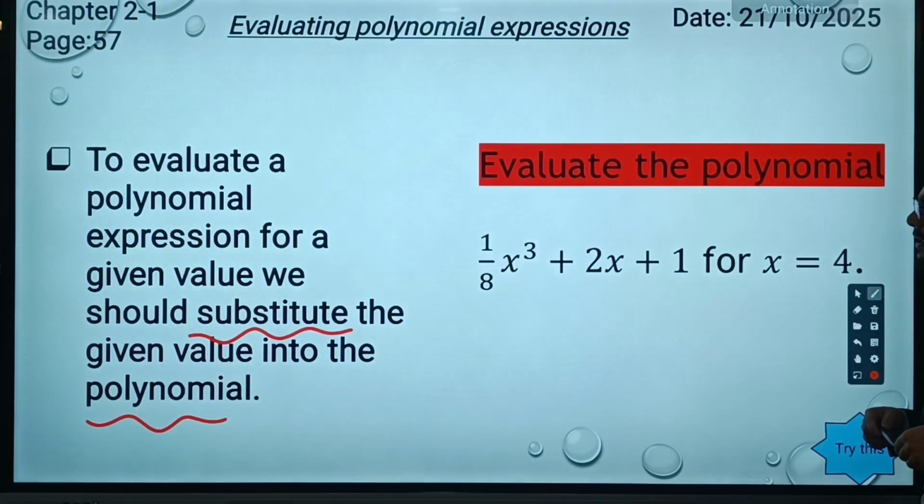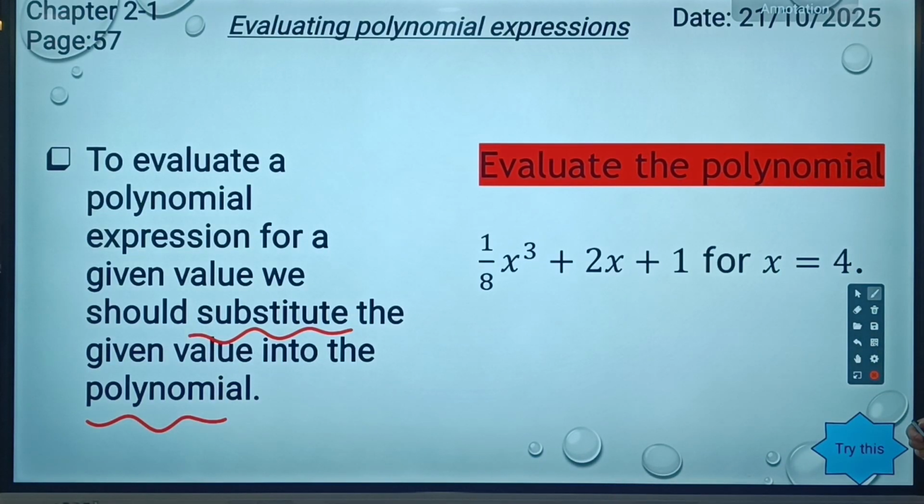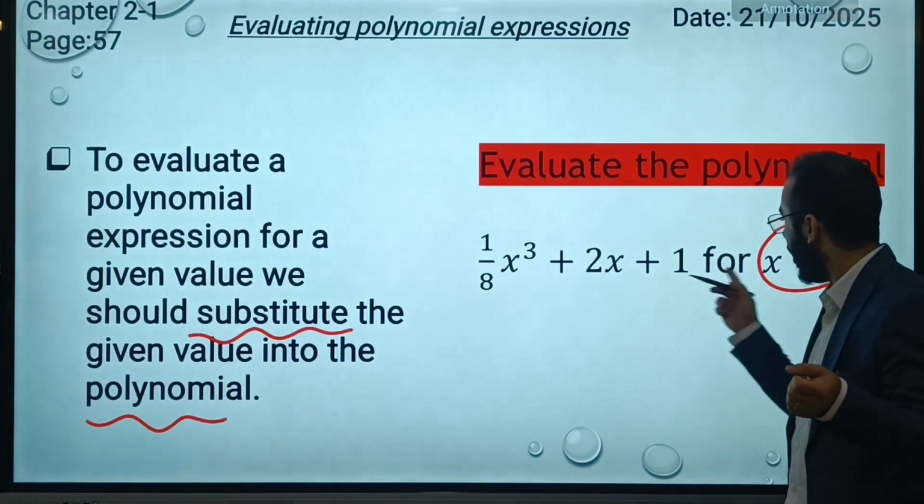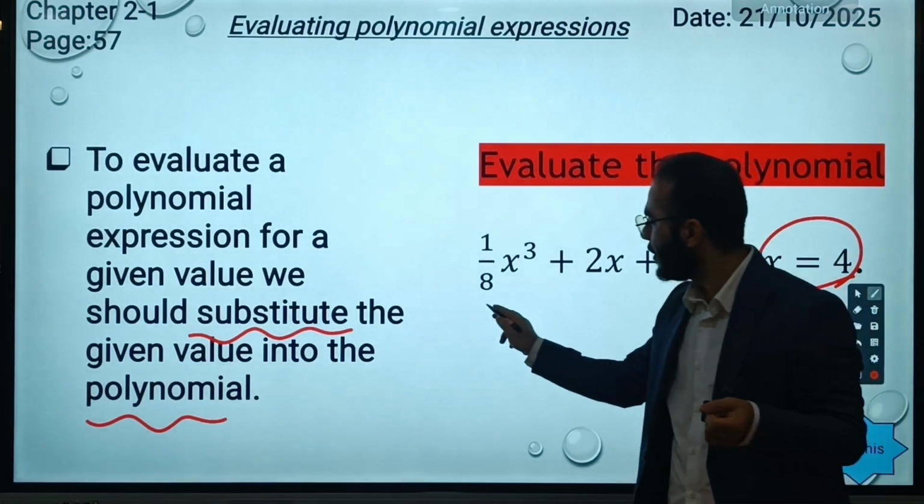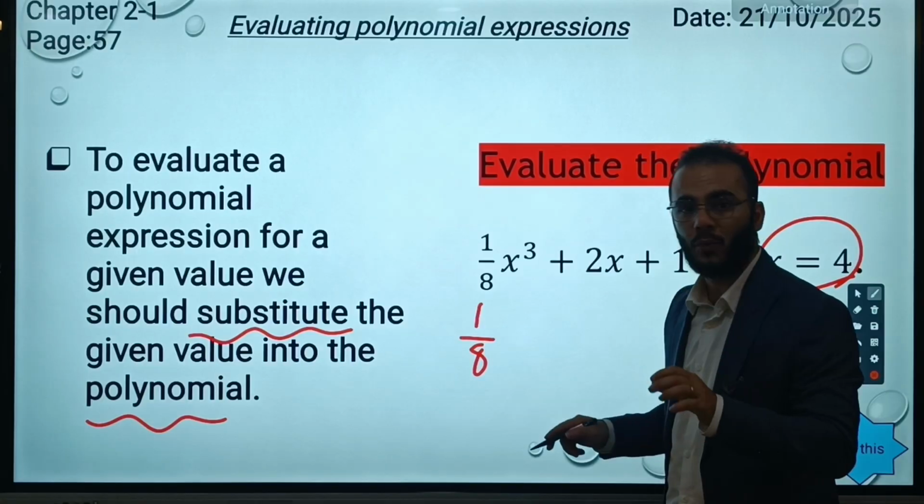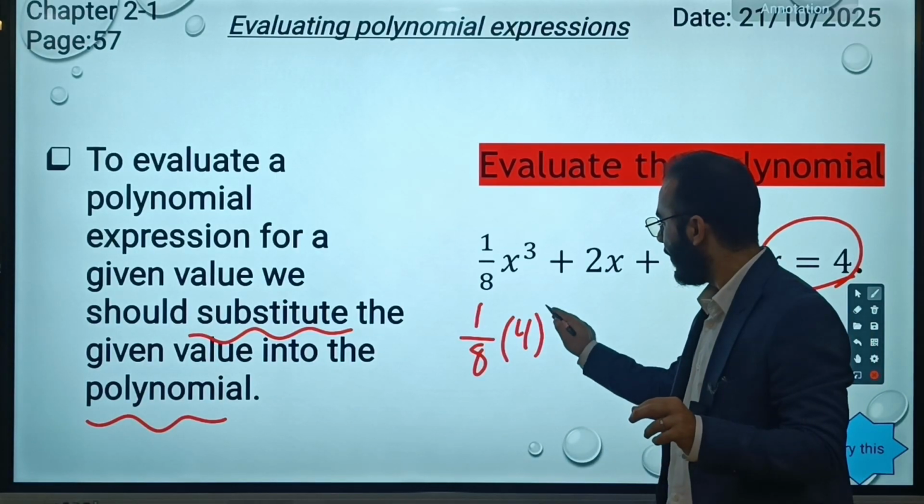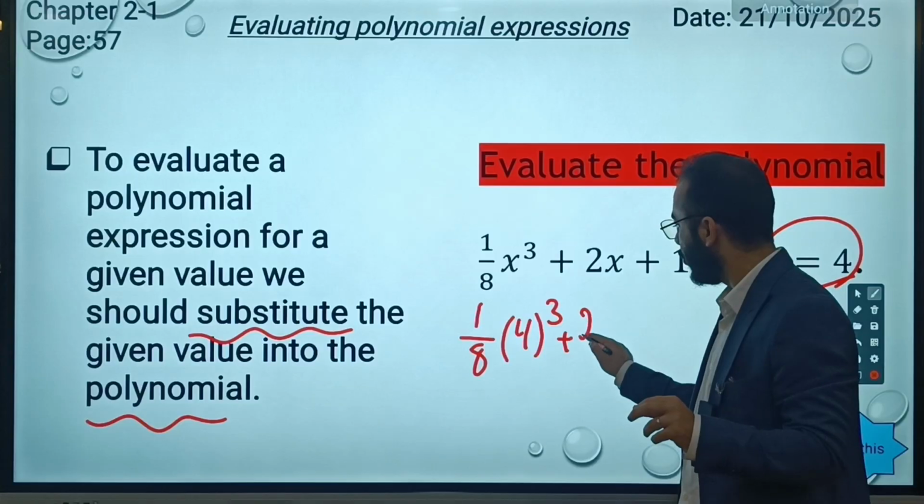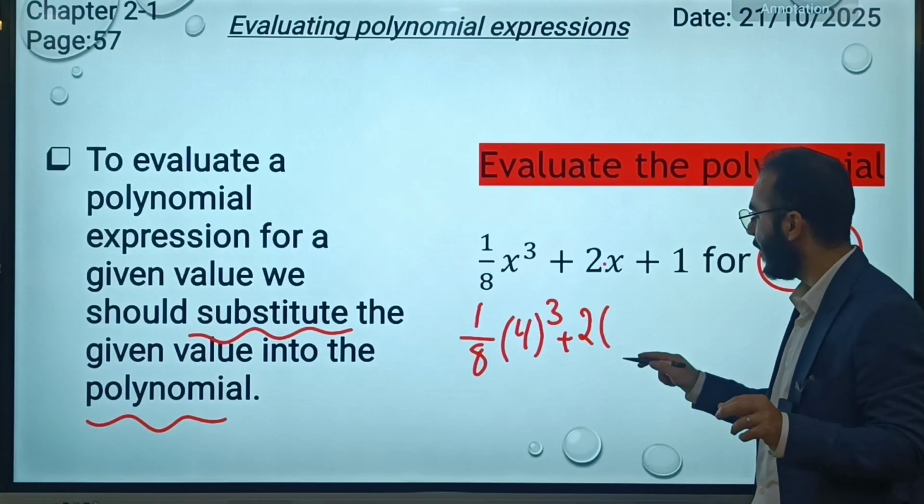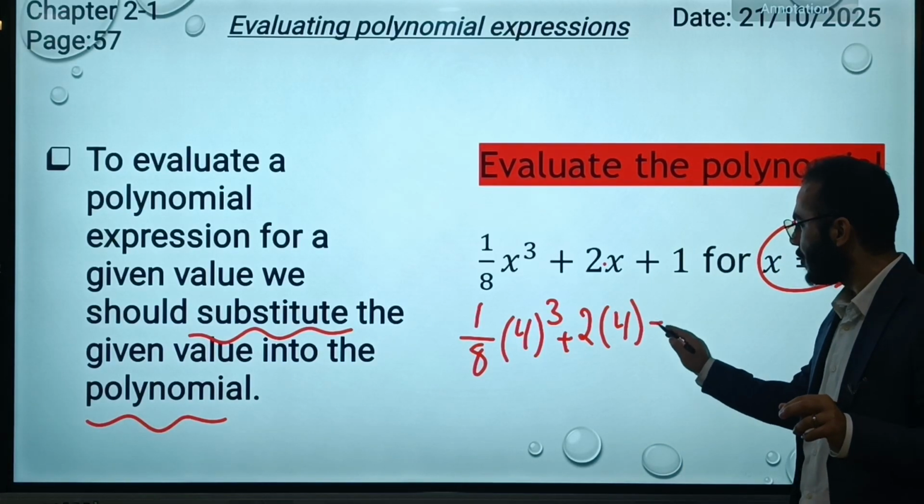Perfect. For example, look at this example here. 1 over 8 x cubed plus 2x plus 1 for x equals 4. So here x is given. It says x equals 4. So instead of each x, I need to put 4. In that case, 1 over 8 is the coefficient. We cannot change it. Instead of x, I have 4 to the power of 3 plus 2 times 4 plus 1.